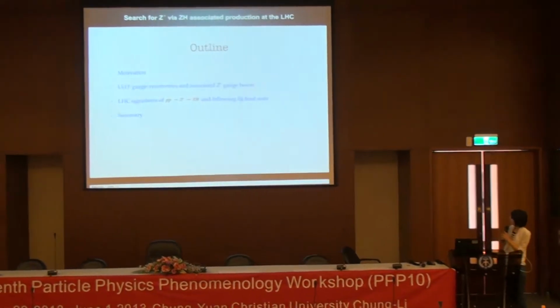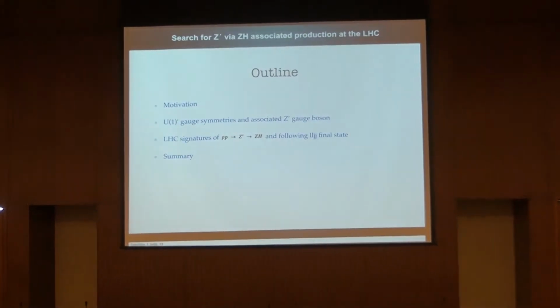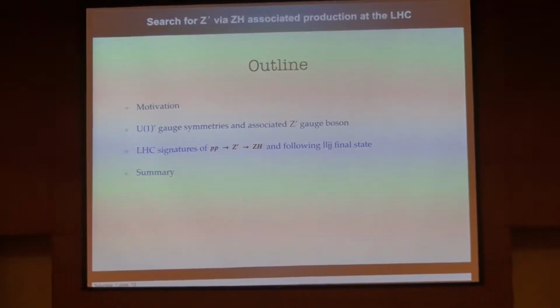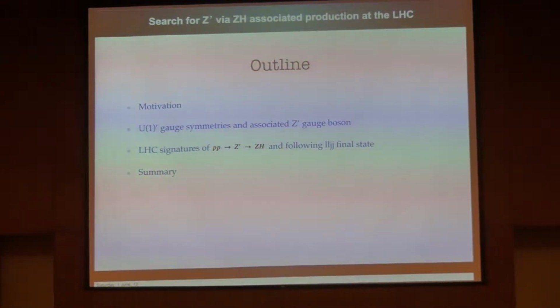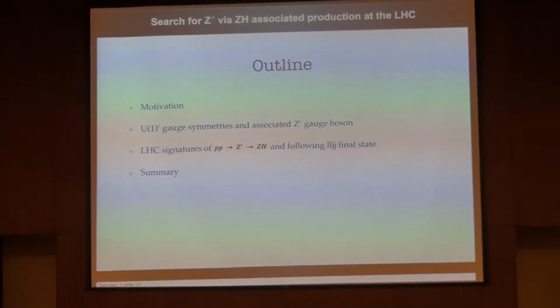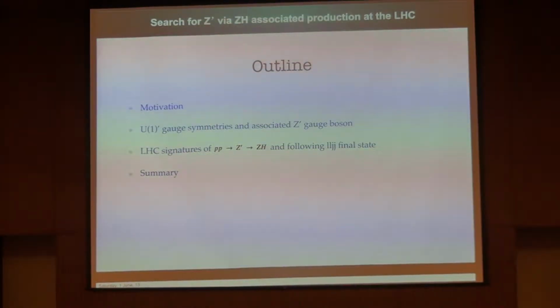First, the outline of my talk. The first part is the motivation, and then I will give a brief introduction of the U1 prime gauge symmetries and its associated Z prime gauge boson. The third part is about the LHC signatures of pp to Z prime, and then Z prime decays to Z and Higgs, followed by the 2 lepton, 2 jets final state. And finally, a summary will be given.